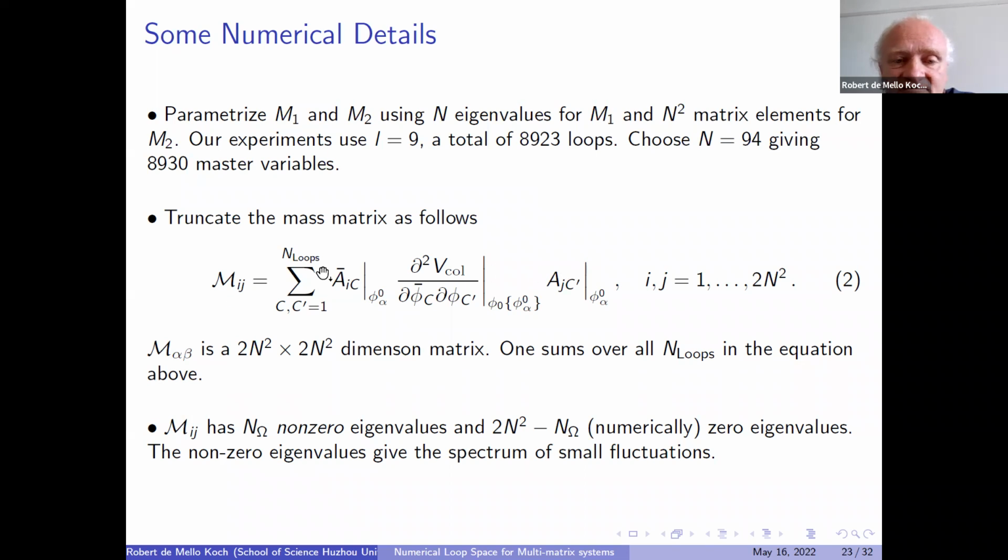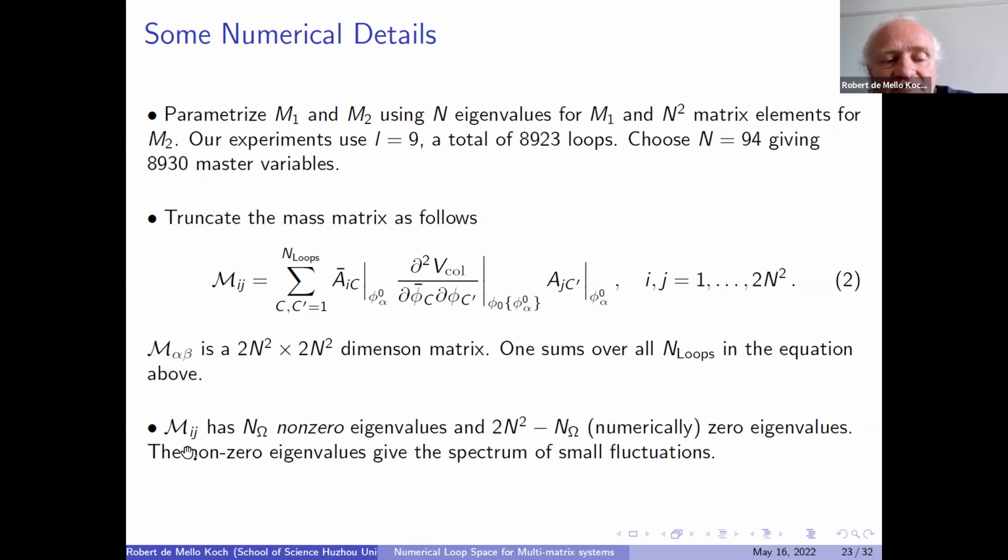So the mass matrix now looks as I've shown it here. The indices i and j run from 1 to 2n squared. Now you might have wondered, why don't I run just up to n plus n squared? Well, basically, n squared minus n of the master variables for M1 are 0, but that doesn't mean that their fluctuation will be 0. So we really have to consider this 2n squared by 2n squared matrix. It's a very large matrix, and study its eigenvalues. Also, when building this matrix, we need to sum over all possible loops. So phi c sums over all 8,923 loops.